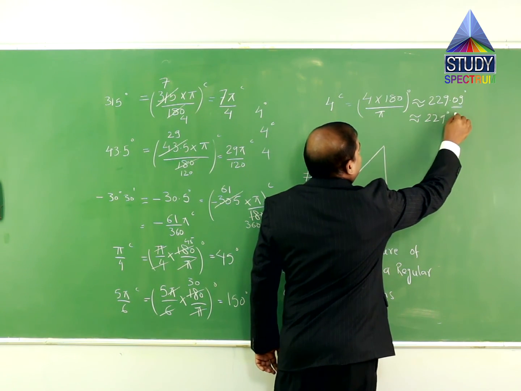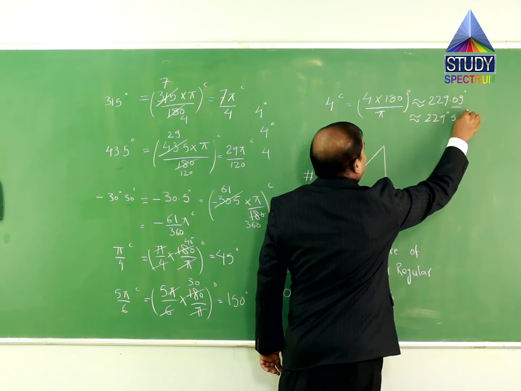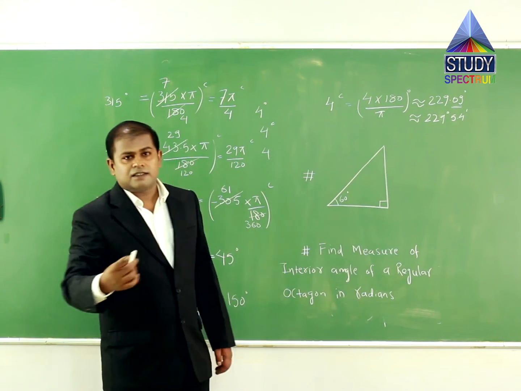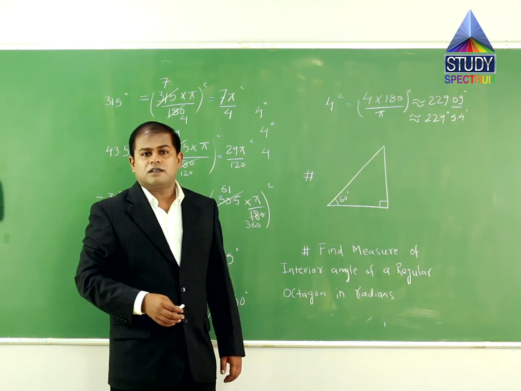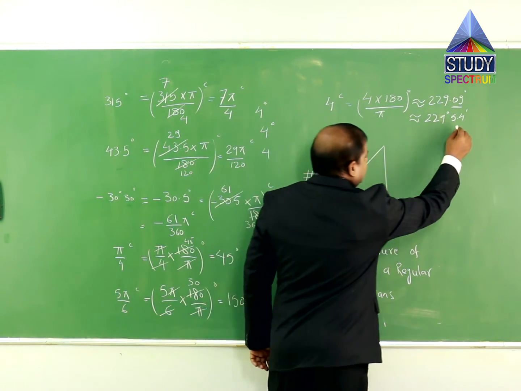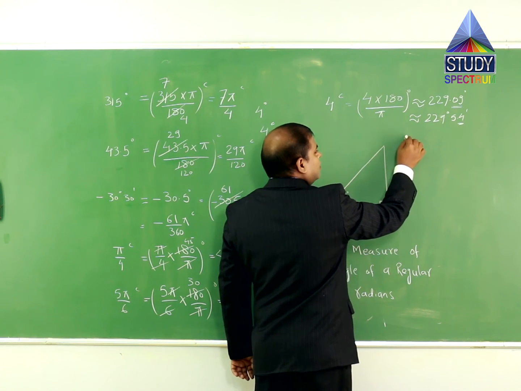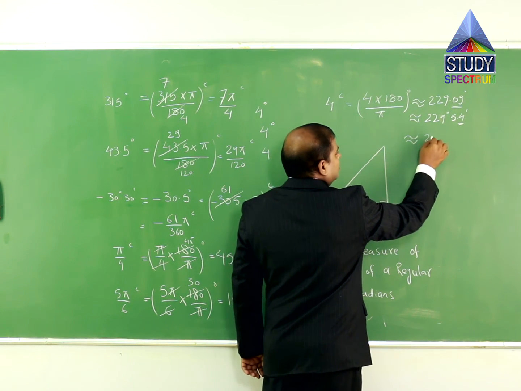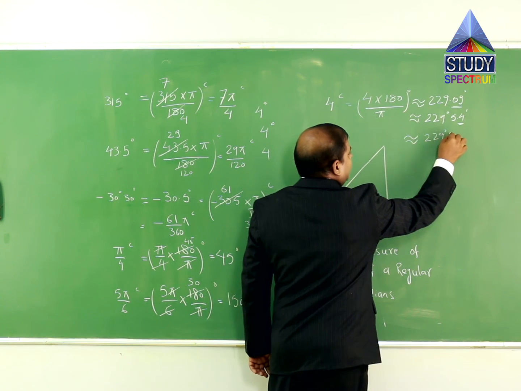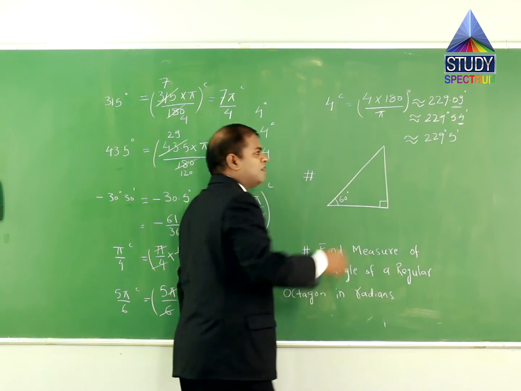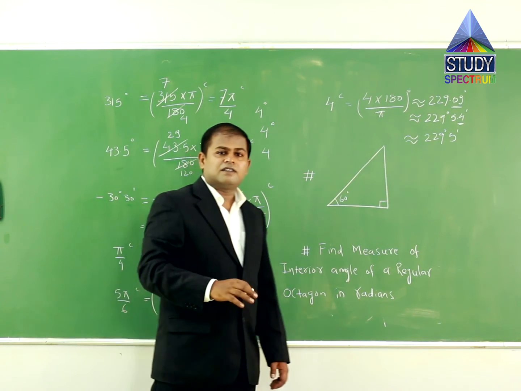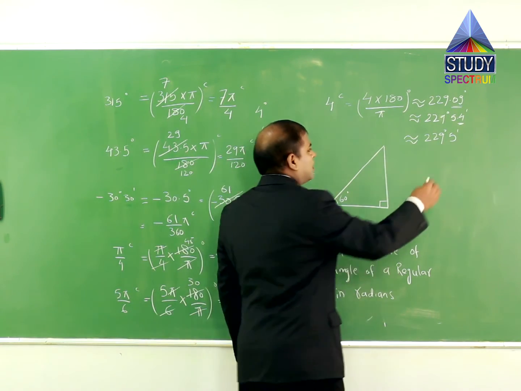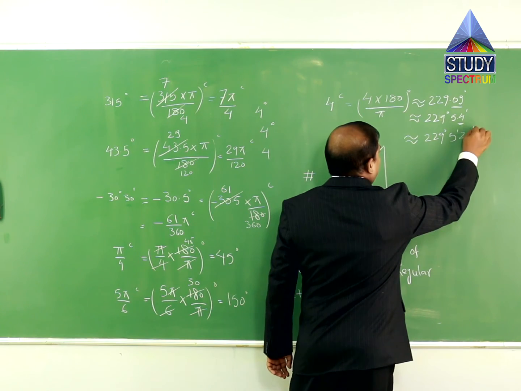229 degrees 5.4 minutes. 1 degree is 60 minutes. So 0.09 degrees is 5.4 minutes. Again, this fractional part, if you want to convert to seconds, so this 5 minutes and 0.4 minutes are there, fractional part. I'll multiply it with 60 so that I get 24 seconds.